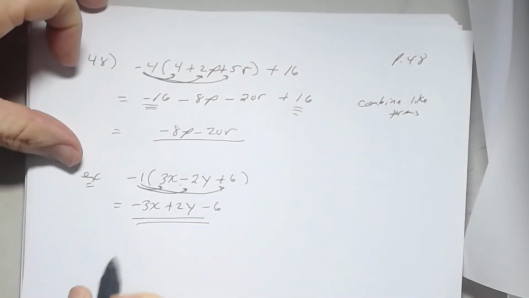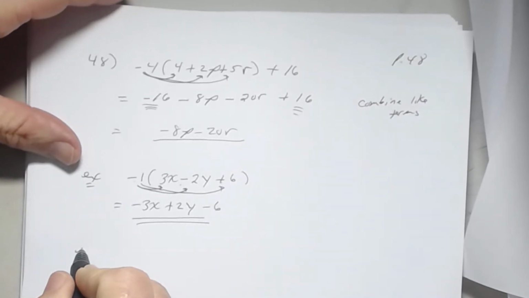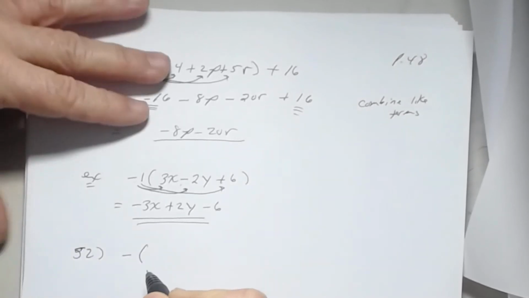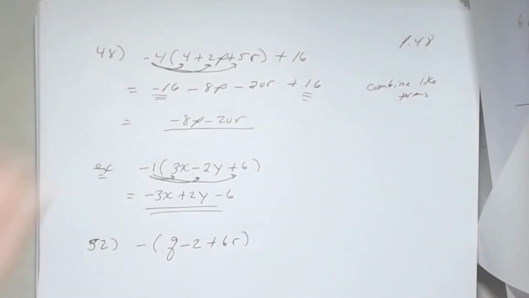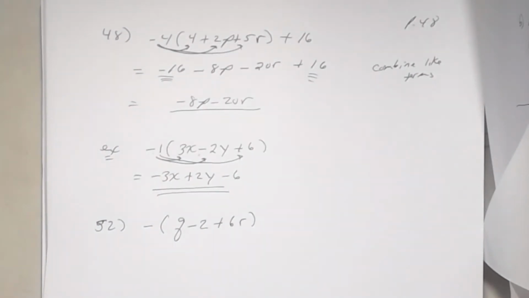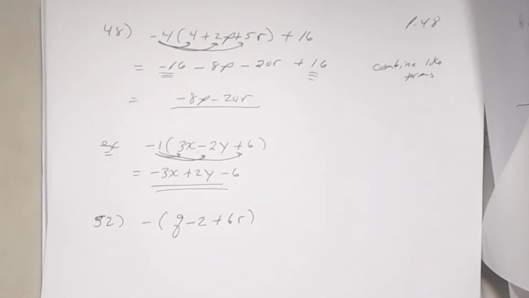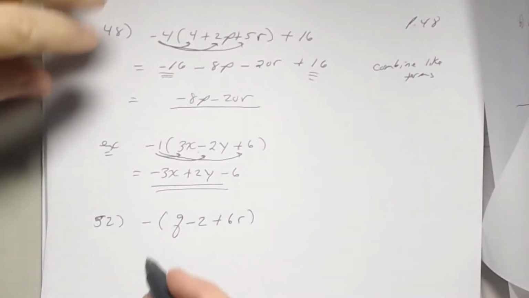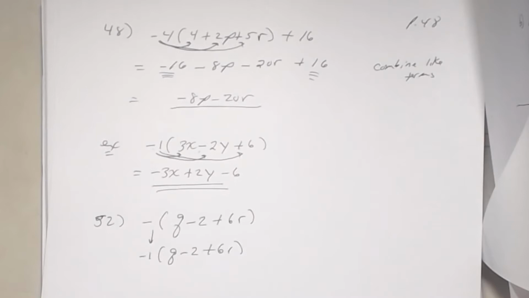Now, the reason I put this example, so notice that this example, what number am I distributing? -1. Okay, now this is going to be number 52. 52 looks like this. I'm just going to write out what it looks like first. That's Q minus 2 plus 6R. Inside the parentheses is Q minus 2 plus 6R. Okay, now, you see that in number 52 there's a negative out in front? It's understood to be a -1. So I'm going to write this as -1 times Q minus 2 plus 6R. So if you need to rewrite it, rewrite it as -1. And so now that looks like the previous example.